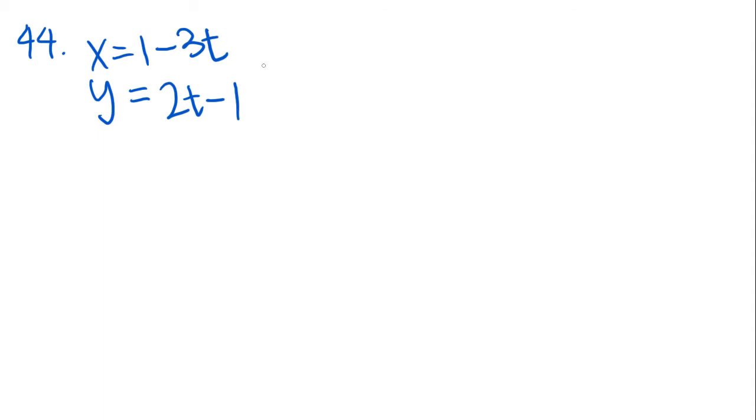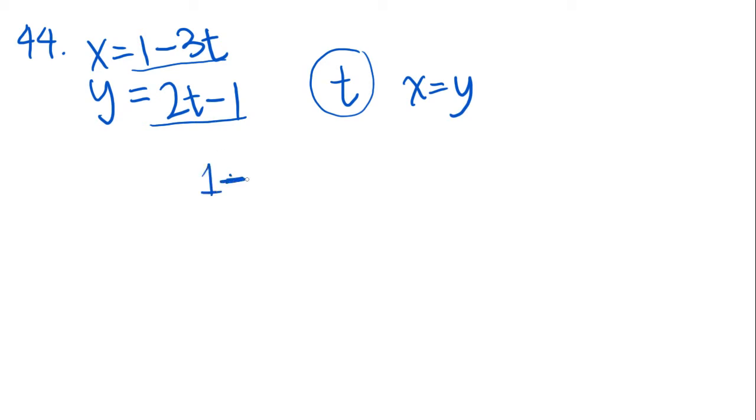Problem number 44 says if x equals 1 minus 3t and y equals 2t minus 1, then for what value of t does x equal y? So we're going to be looking for t here. If we're going to set x equal to y, we know that x equals this and y equals this, so let's just set them equal to each other. We'll substitute 1 minus 3t in for x and 2t minus 1 for y. And what we get there is 1 minus 3t equals 2t minus 1.